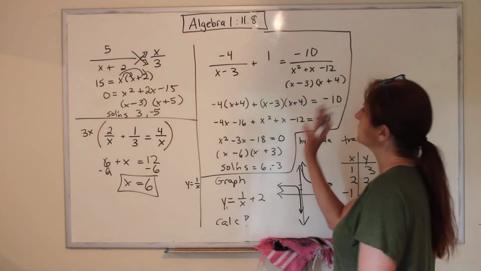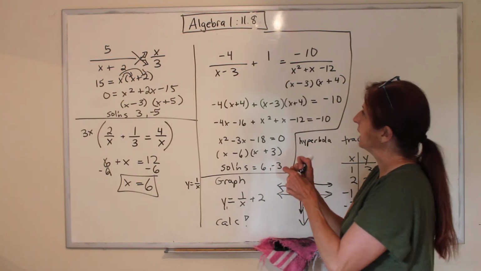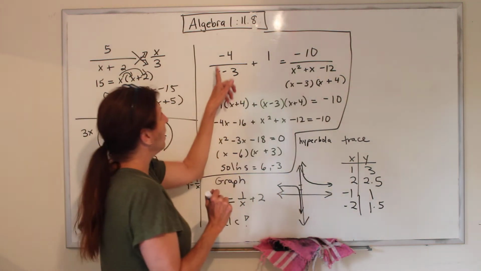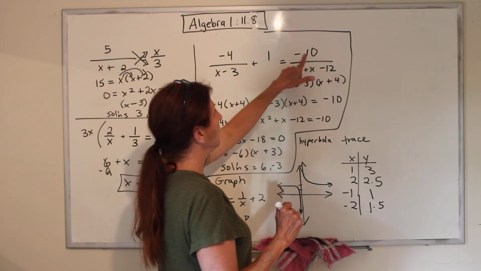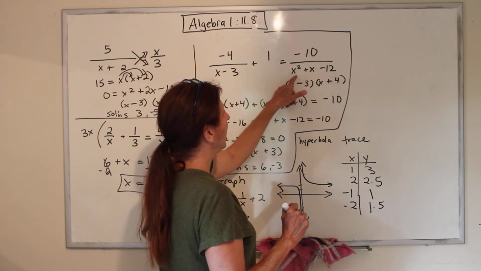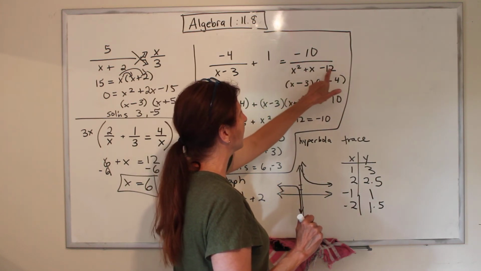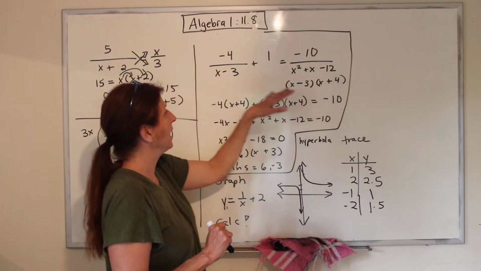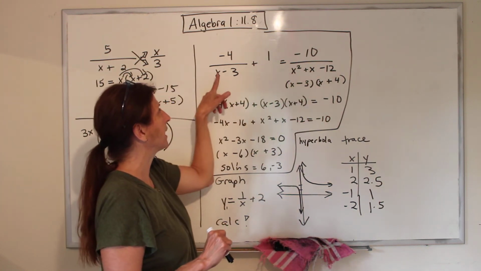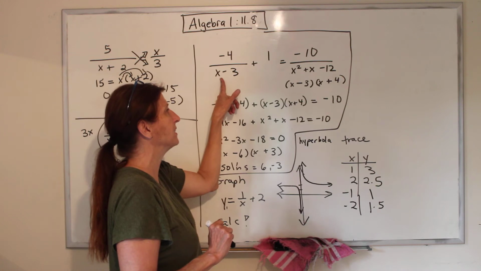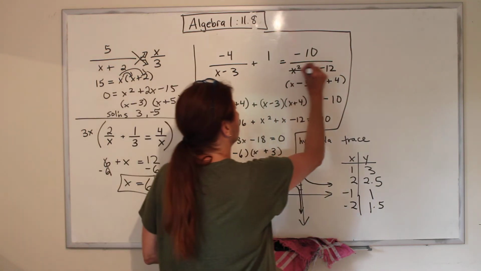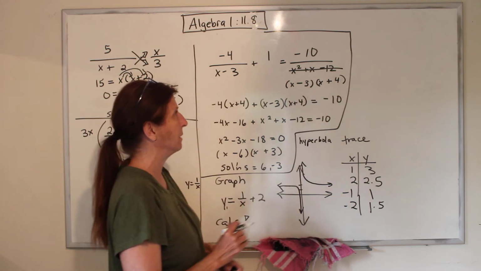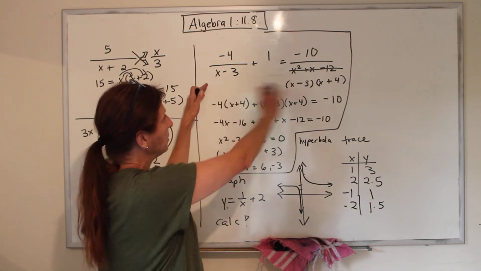Okay, what in the world is all of this? It's actually the same thing. Okay, so here I have negative 4 over x minus 3 plus 1, minus 10 over x squared plus x minus 12. And that looked to me like it might have x minus 3 as a factor, so I factored it, and it does. So I'm going to get rid of that and have this as my denominator. Now, I want to get rid of fractions.